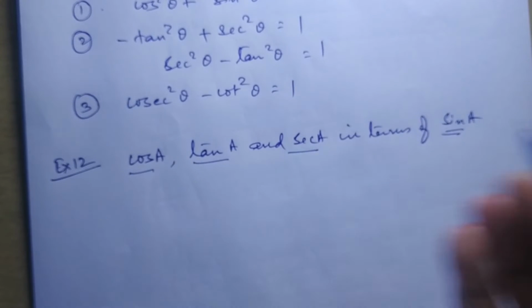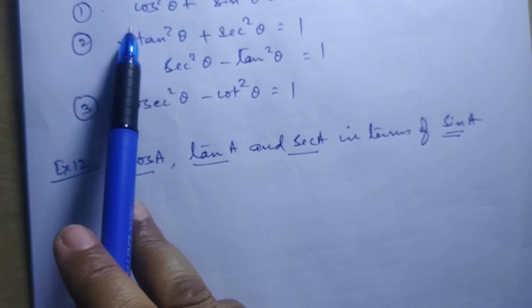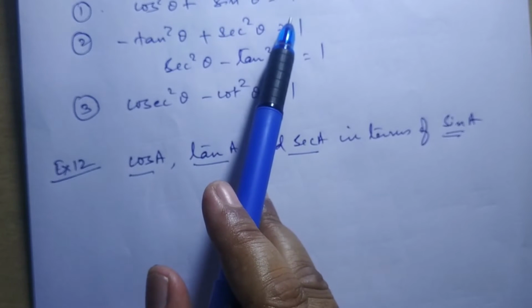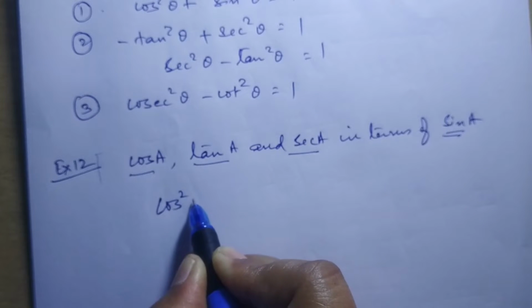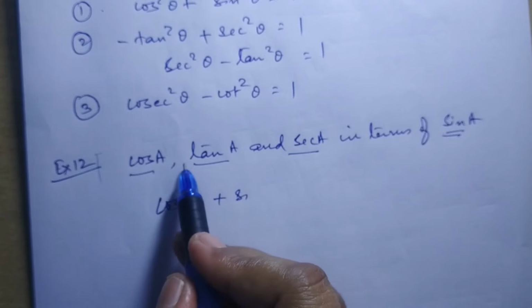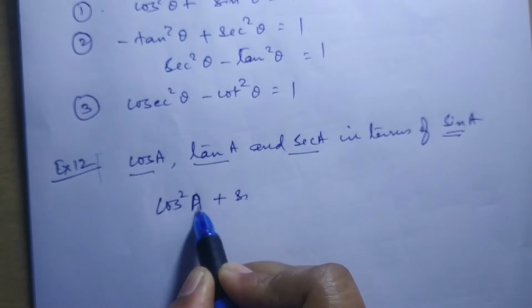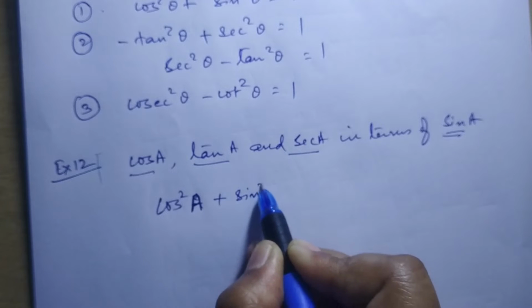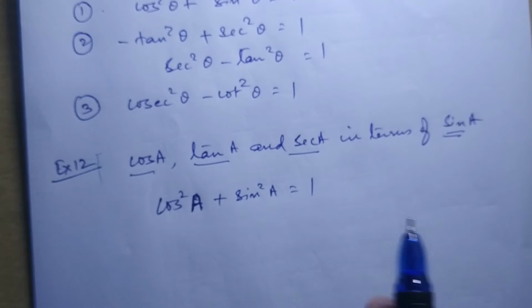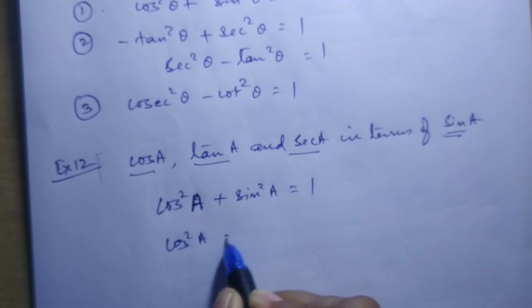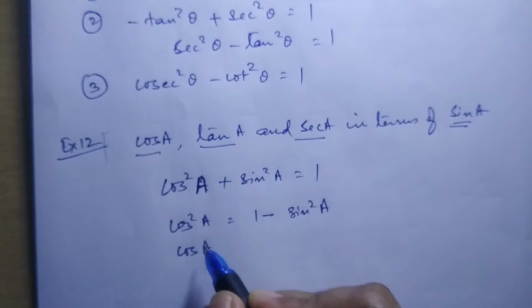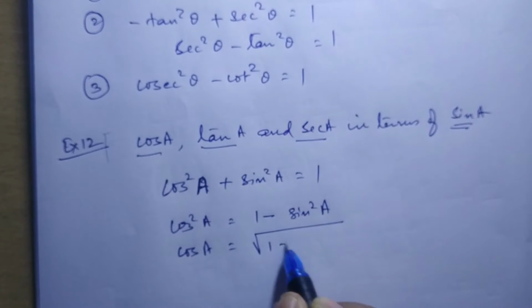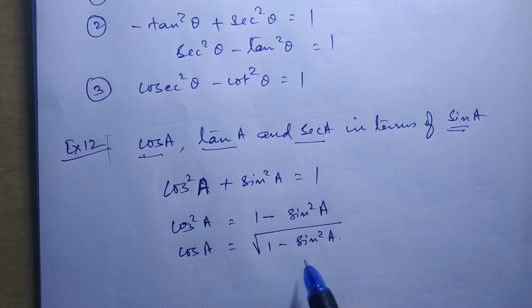Let us try. Now from the first identity, what do you have? Cos square theta plus sin square theta is equal to 1. So let us use that one. From the first identity, cos square theta plus sin square theta is equal to 1. Now here it is A, so I am writing A, not theta: cos square A plus sin square A is equal to 1. Fine. So what is cos square A? It is 1 minus sin square A. What is cos A? Cos A is equal to root over of 1 minus sin square A. So now we have written cos A in terms of sin A.